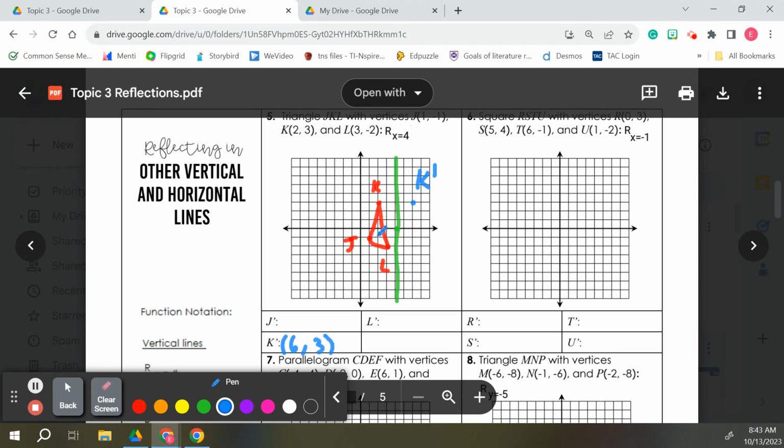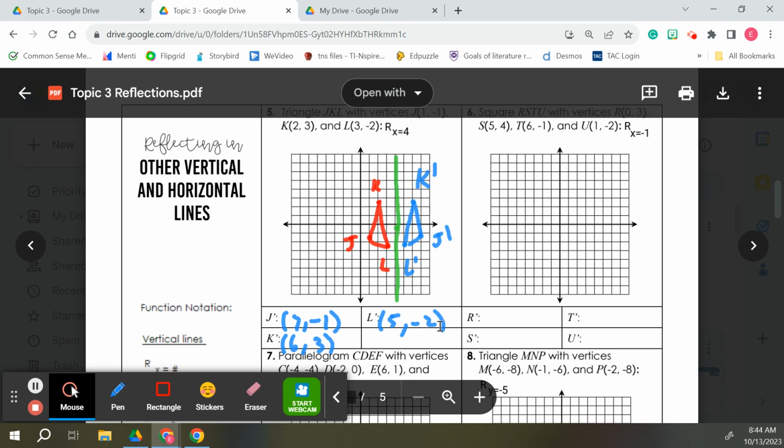For J, I'm 1, 2, 3 spots away. So 1, 2, 3 there. So that's 4, 5, 6, 7. So it looks like J is 7, -1. So there's J prime. And then for L, I'm 1 spot away. So I'm right there. So it looks like 5, -2. And that's it. There's no shortcut here. You're going to have to graph both, okay?